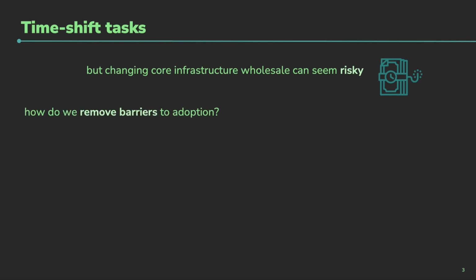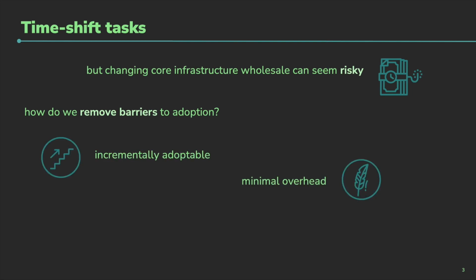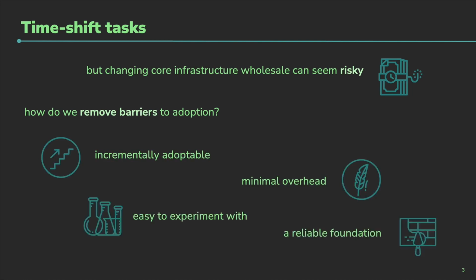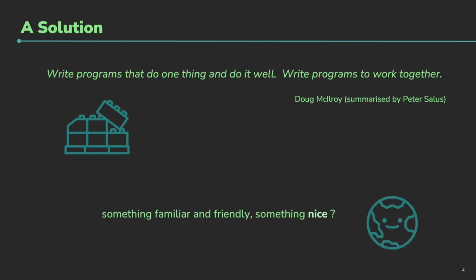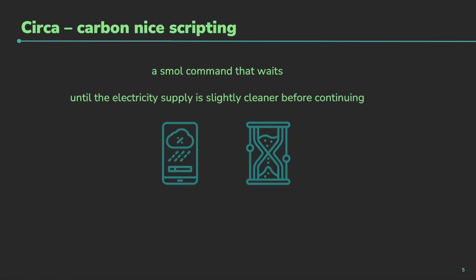So instead I chose to focus on how we could remove barriers to using this sort of technology by looking at the small, lightweight steps that could be taken to make it easy. I was adopting the Unix philosophy of writing a program that does one thing and does it well, in particular inspired by the Unix command nice for setting process priorities. So please meet Circa, a little command that consults the Carbon Aware SDK for the best time in a particular time frame to run a program, and then waits for that time before continuing.